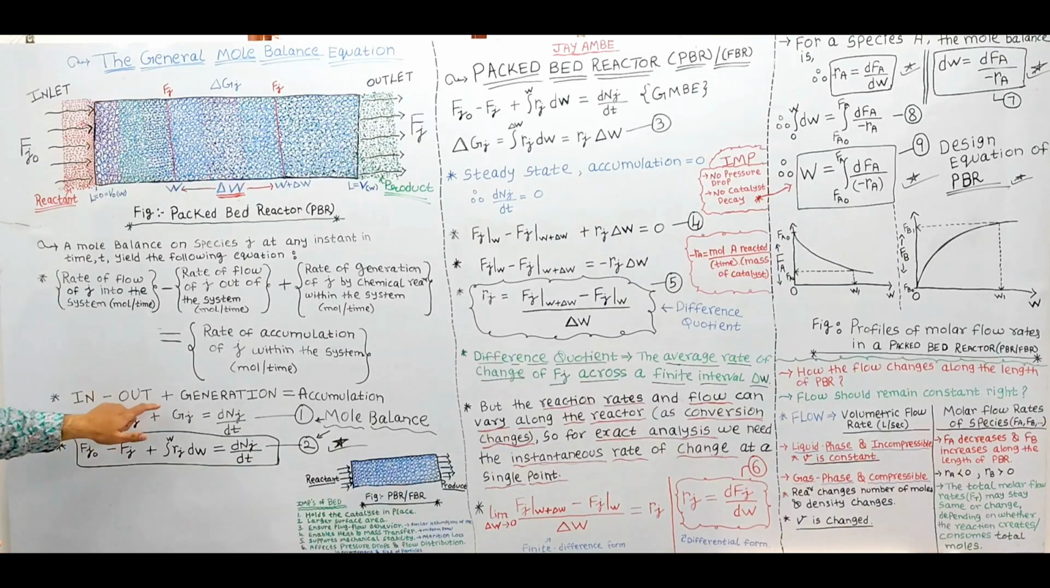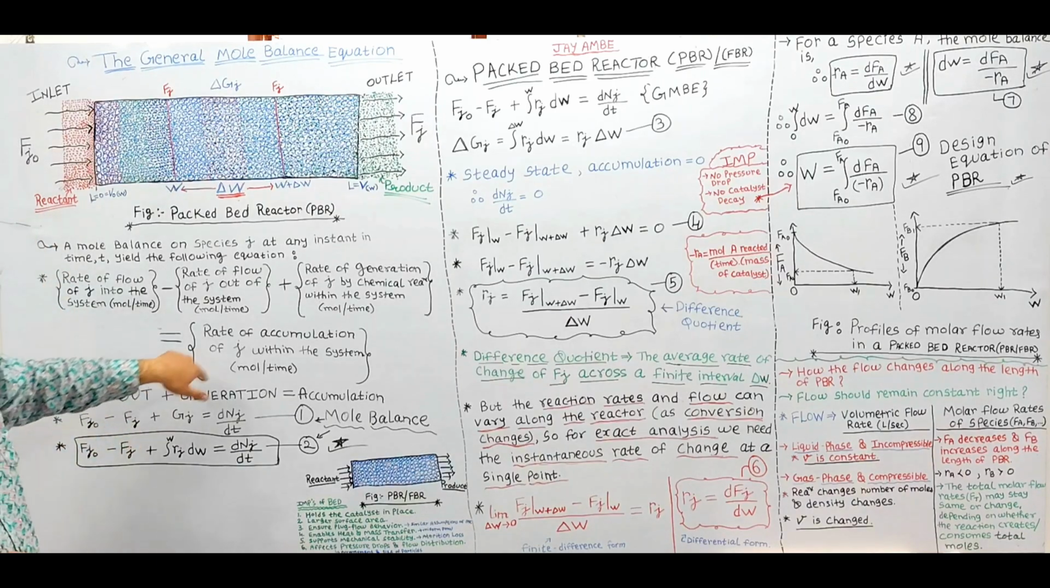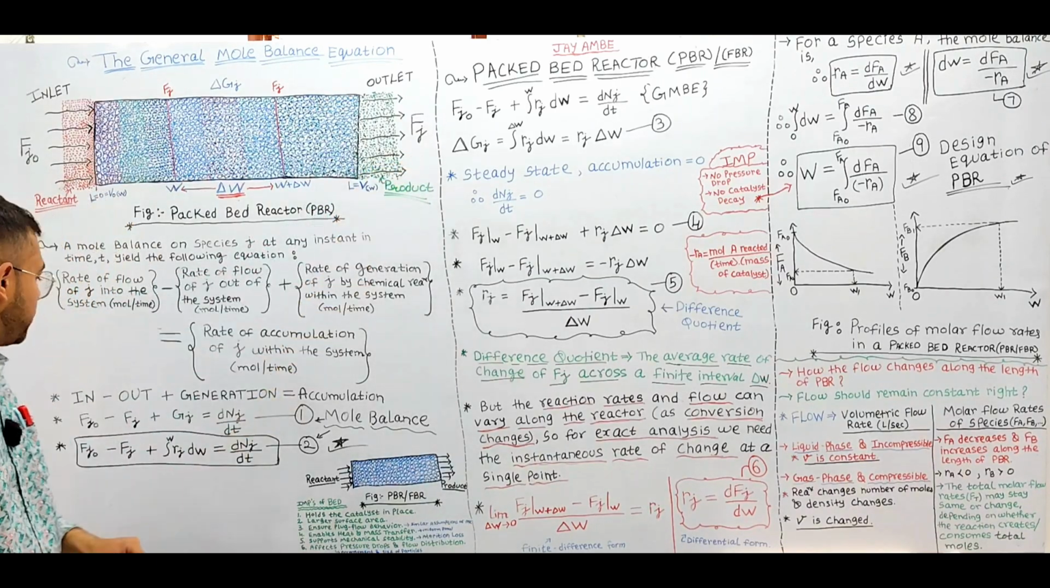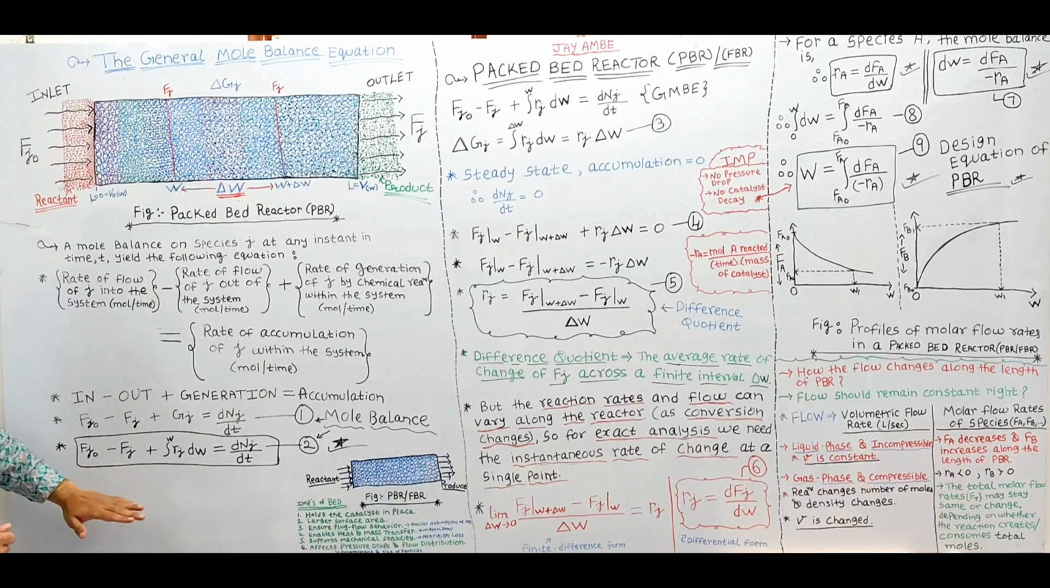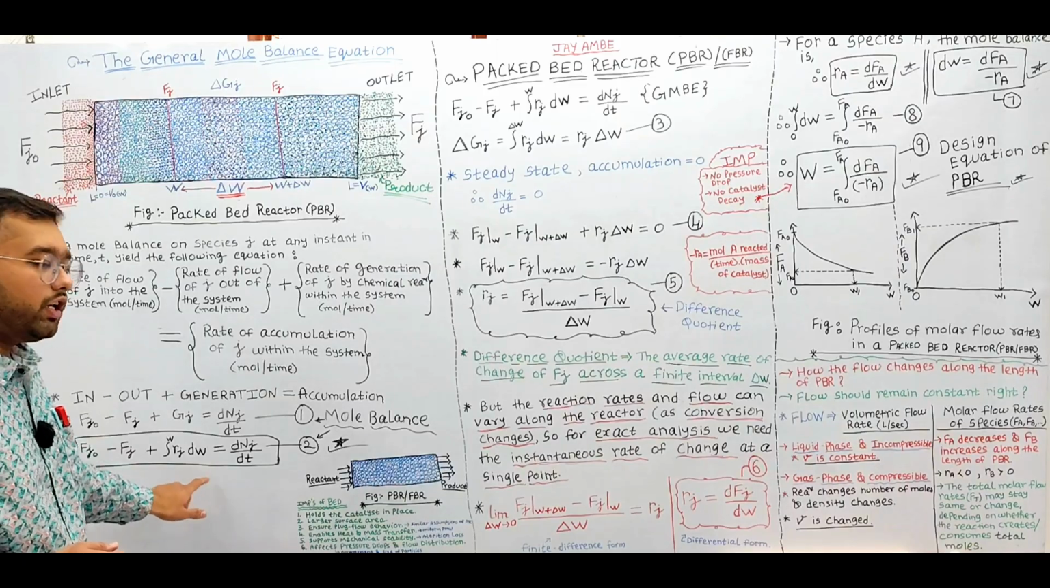So in minus out plus generation is equal to accumulation, right? So inlet can be written as Fj naught, the initial molar flow rate. Outlet can be written as Fj, the final molar flow rate, plus the generation term Gj is equal to the accumulation term dnj by dt, right? So here in the second equation we have Fj naught as the inlet minus Fj as the outlet flow rates plus the integration of rj dW is equal to dnj by dt. Okay, now how did the dW come, right?